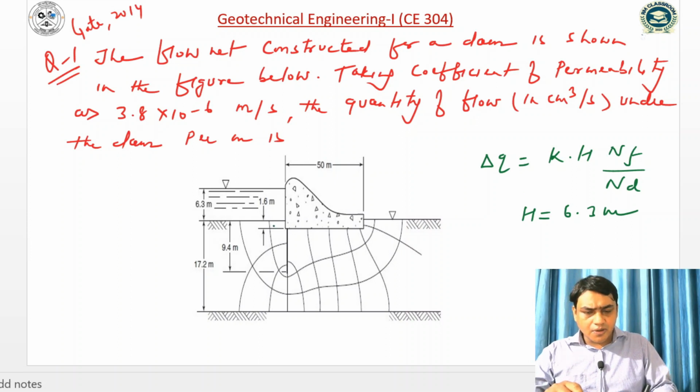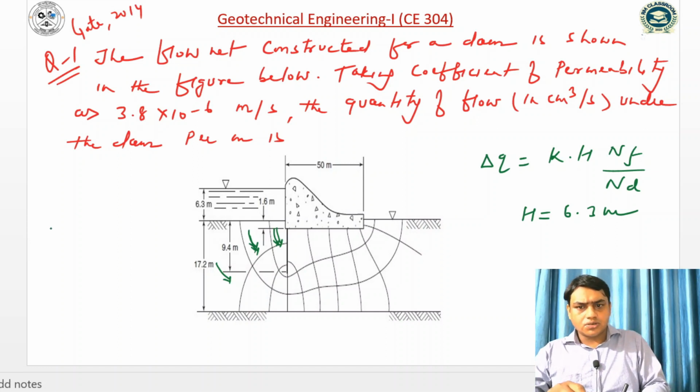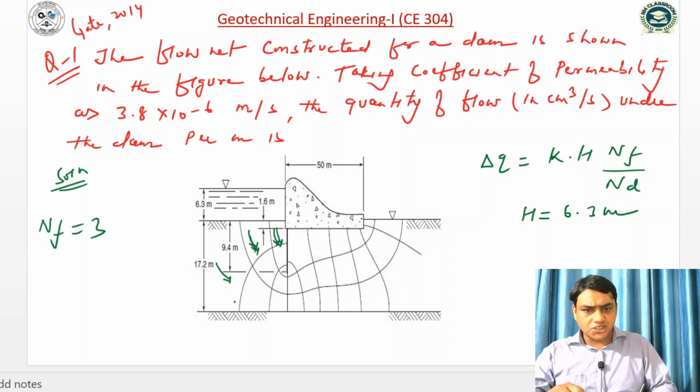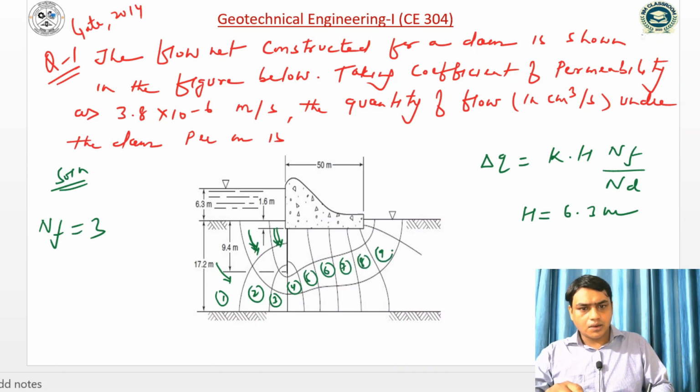So we can see the number of flow channels. This is the first, second, and this is the third flow channel. So NF is equal to 3. Similarly, potential drops 1, 2, 3, 4, 5, 6, 7, 8, 9 and 10. So the value of ND is equal to 10.